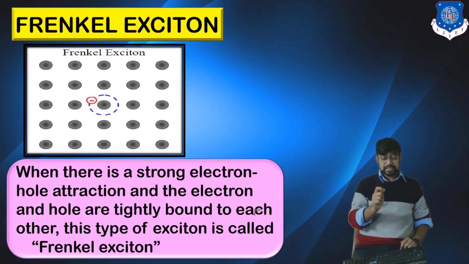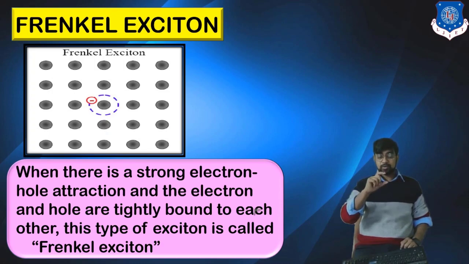So again, it is nothing but the two bonds. We know what the bond is after all. After all, the bond is between the electron and hole pair. Okay, so for this bond between them, the distance is very small and they are tightly bound with each other. That condition is the Frenkel exciton.